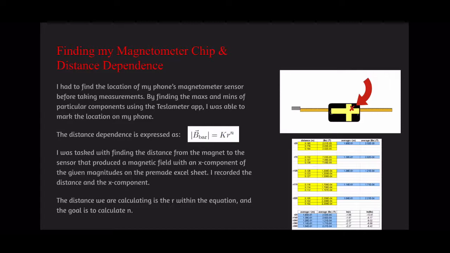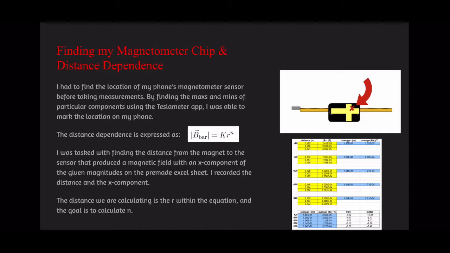Next, to find the distance dependency expressed in the formula on the screen, I found the distance from the magnet to the sensor that produced a magnetic field with an x component of the given various magnitudes. While taking these measurements, my phone was oriented perpendicular to the meter stick. I recorded the distance and the x component on the spreadsheet. The experiment was repeated 2 more times for each magnitude.